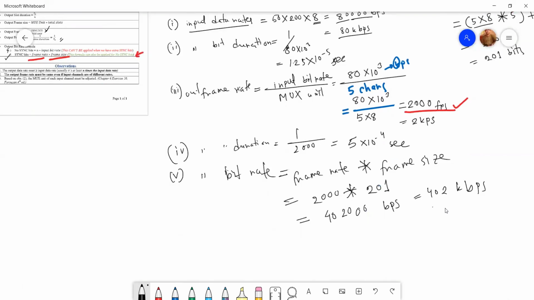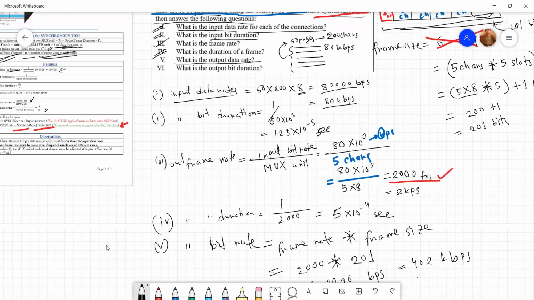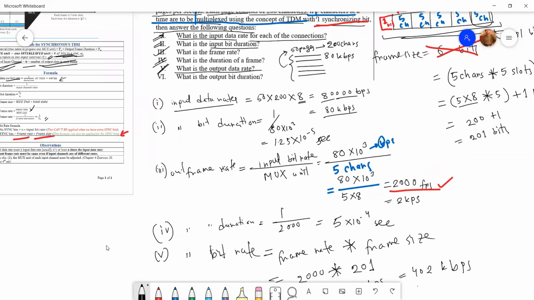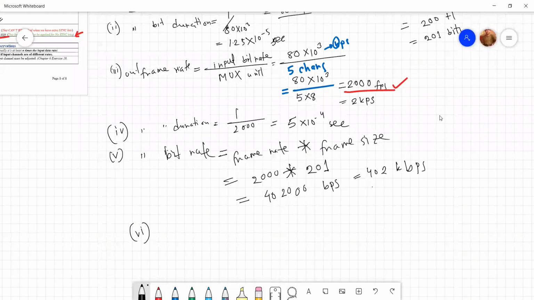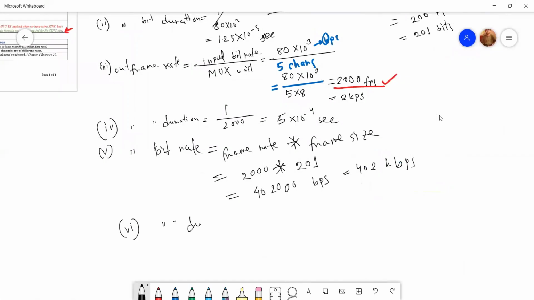Okay, and for the sixth question, it's just a plain simple inversion. You've done question number 5, and for question number 6, what is the output bit duration? Basically the inverse of the output bit rate. So 1 divided by 402 kbps. So basically that's going to give us 1 divided by 402.